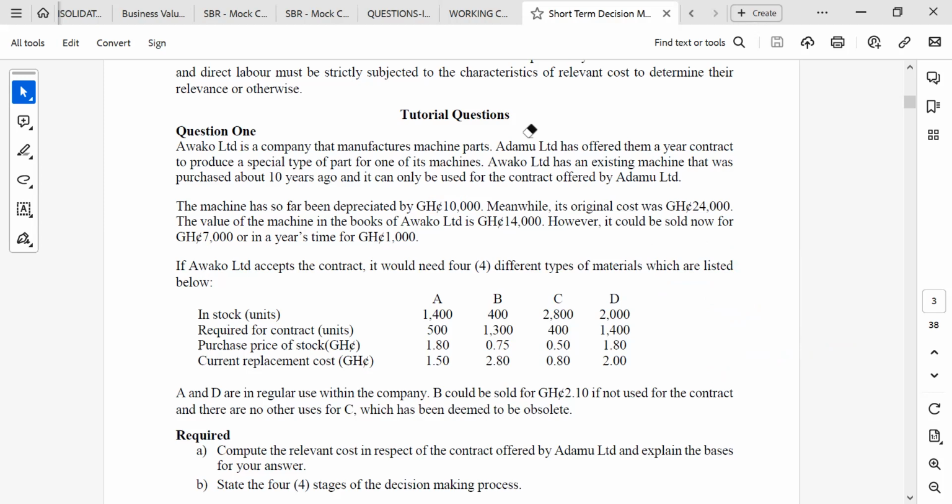The machine was purchased about 10 years ago, and so far the depreciation charged is 10,000. If you want the annual depreciation, we divide the 10,000 by the number of years, which is 10. So far, an annual depreciation of 1,000 has been charged, and multiplying 1,000 per year by the 10 years gives 10,000.